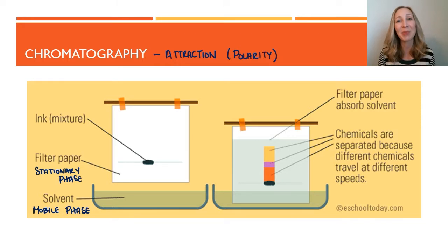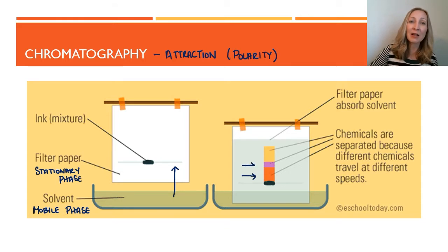If you've ever dunked one end of a paper towel in water, you may have noticed that the water creeps up the paper towel through capillary action. We're going to use this technique to separate a mixture of ink colors. When the solvent, the mobile phase, rises up the filter paper, the stationary phase, it's going to carry the pigments with it.